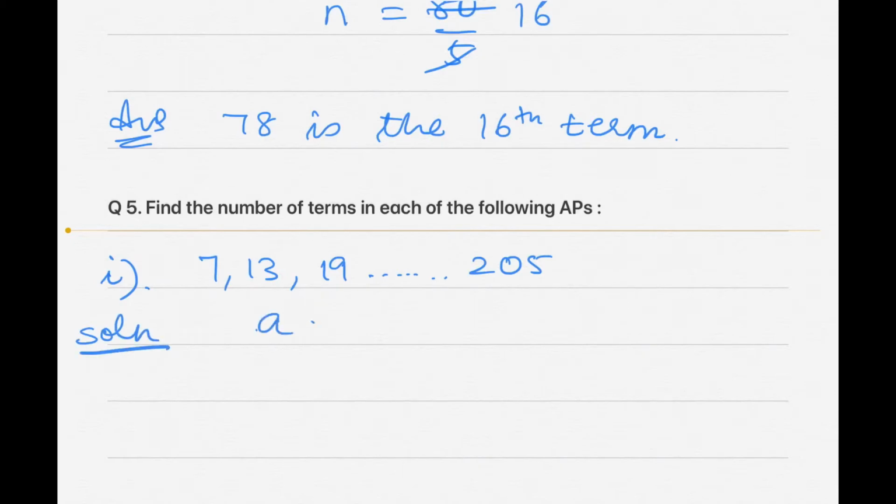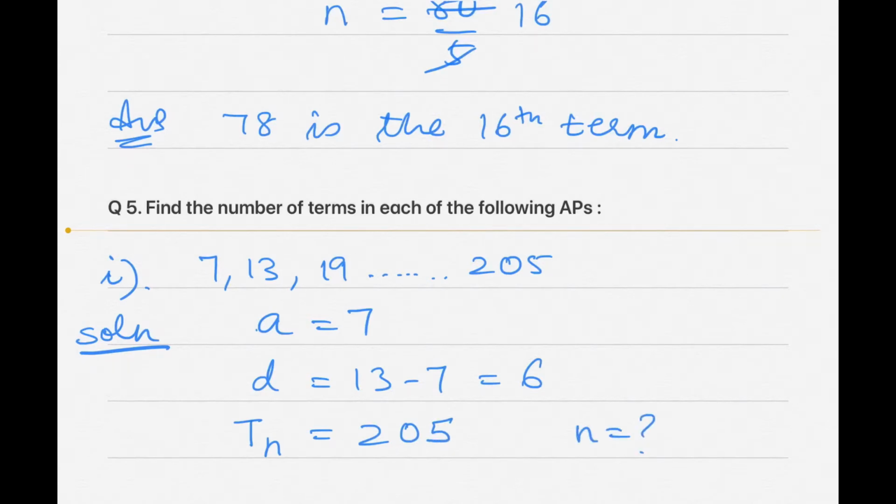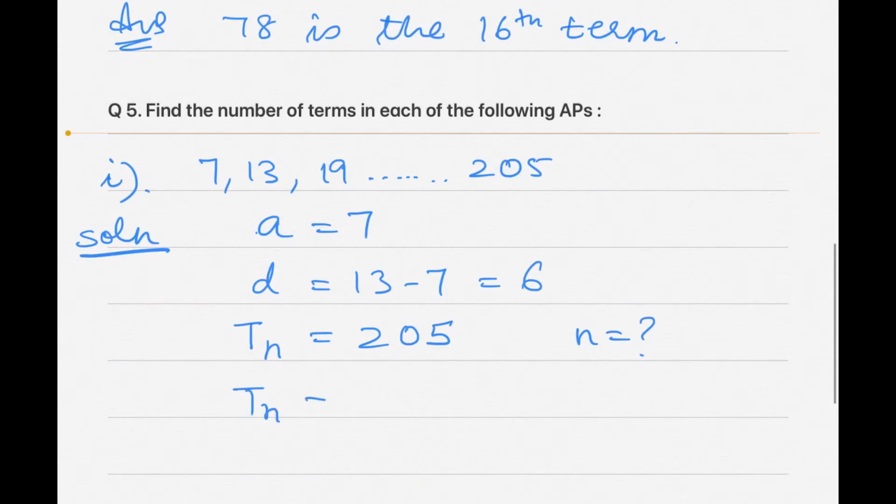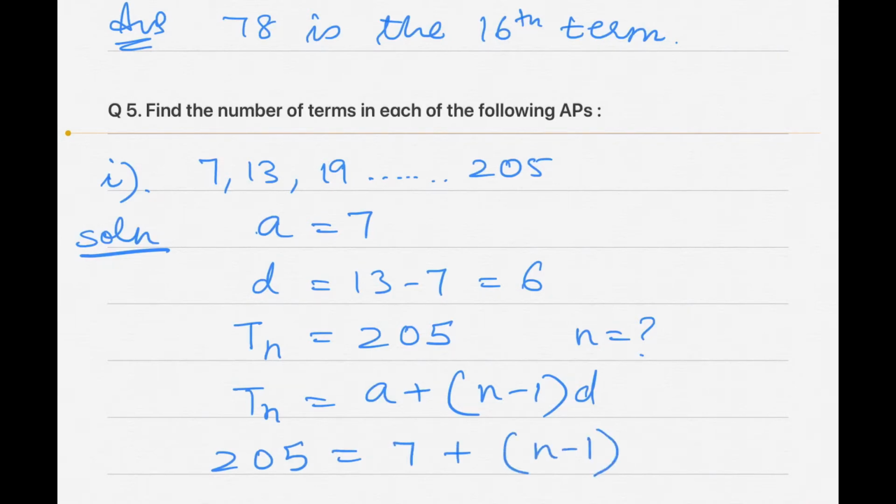So let's start with the solution. A is equal to 7, D is equal to 13 minus 7. So how much is it? 6. So this is 6, and the last term, Tn, is equal to 205 and we have to find the n. Again we'll write down the formula. Tn is equal to A plus n minus 1 into D, and Tn is equal to 205, is equal to 7 plus n minus 1, and D is equal to 6.